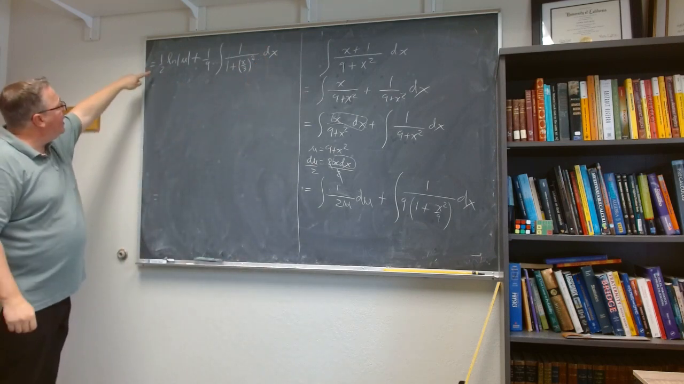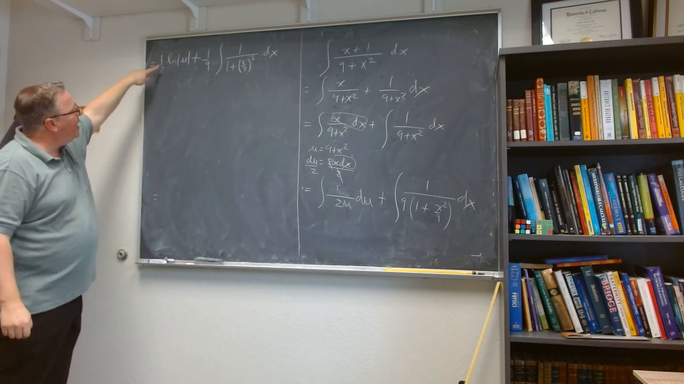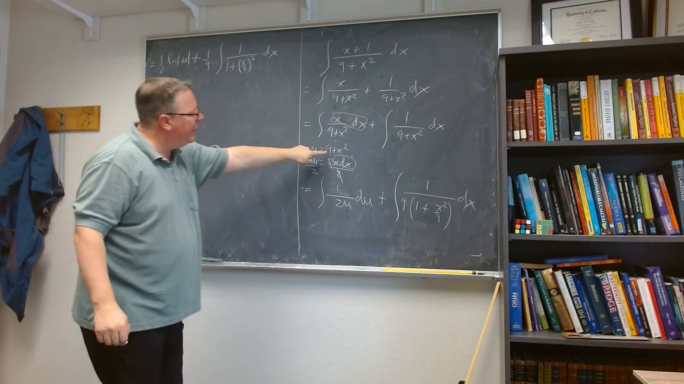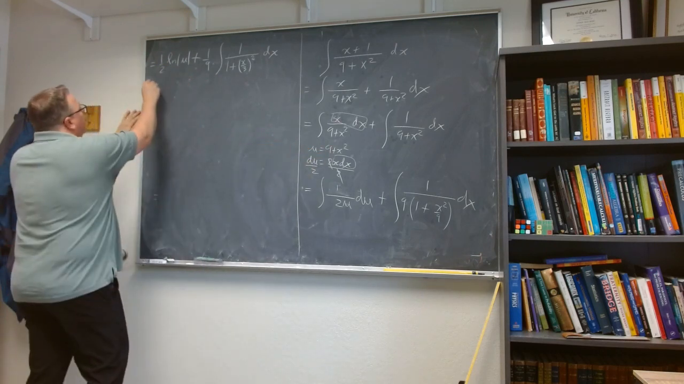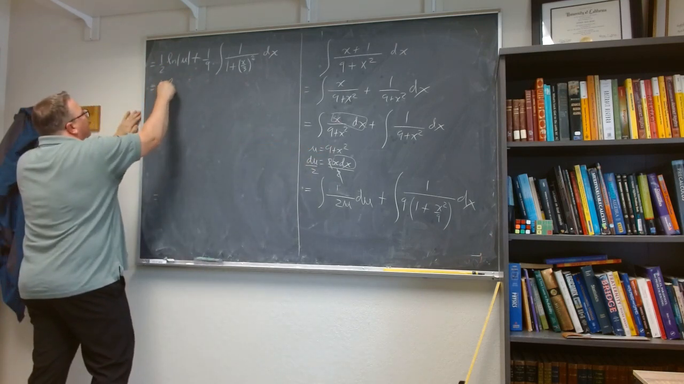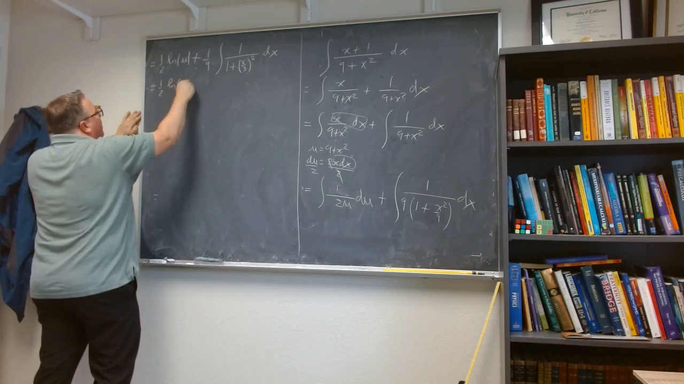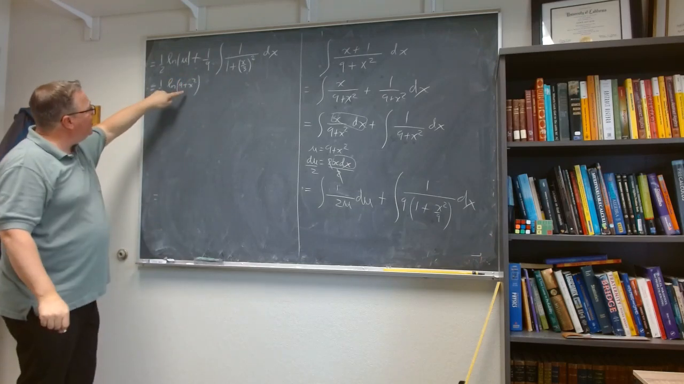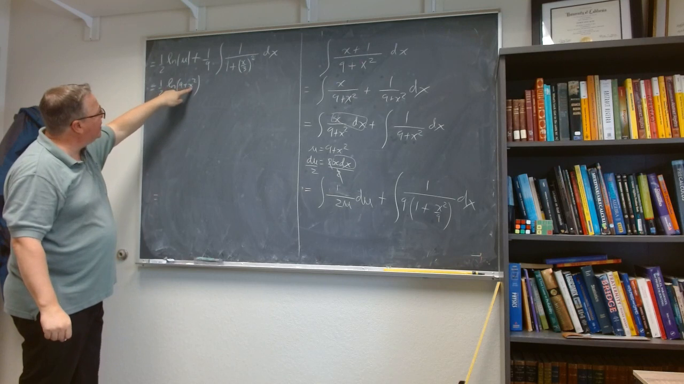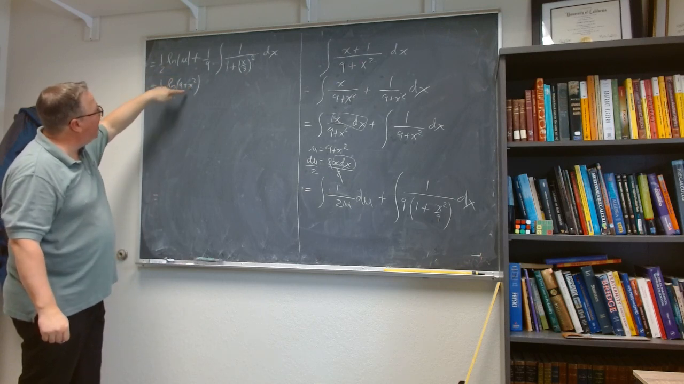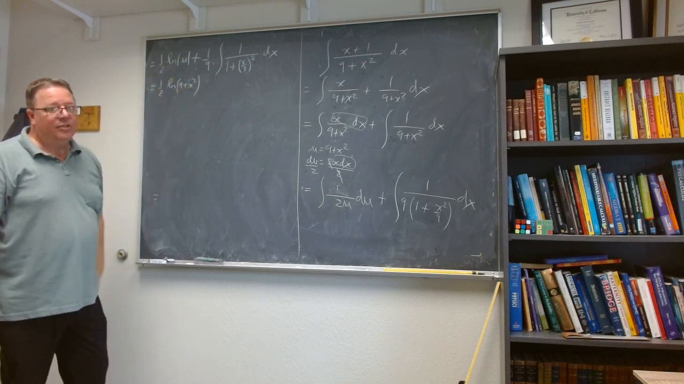Now I can substitute back, right? My u was 9 plus x squared. So I get 1/2 of the natural log of 9 plus x squared. I don't need absolute values here because x squared is positive. So my inside is already positive. So we are safe.